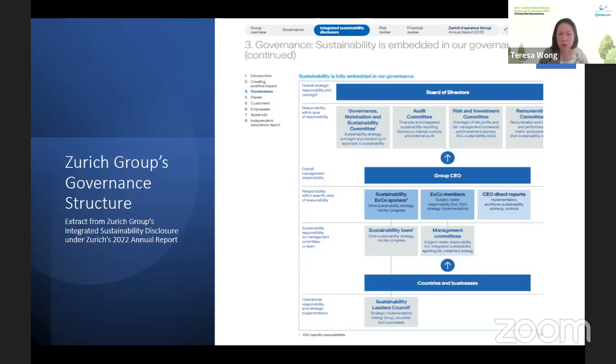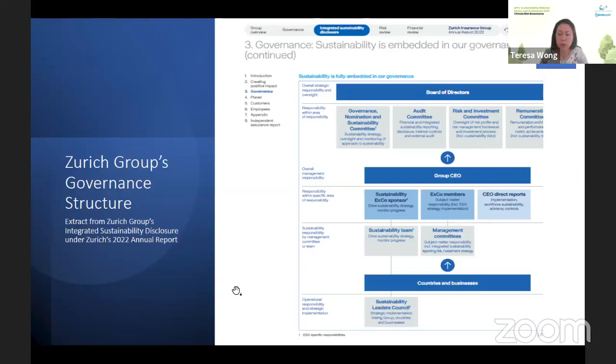And they are the EXCO for sustainability. We have an EXCO sponsor, which is a CEO from one of the countries in the EU, and then EXCO members per se, and the CEO's direct reports, right? Flowing down the line would be the sustainability team, and the sustainability team will drive the sustainability strategy, monitor the progress, and also support the business when it comes to the final integrated sustainability disclosure, and make sure that the audit passes muster before disclosure to the public.